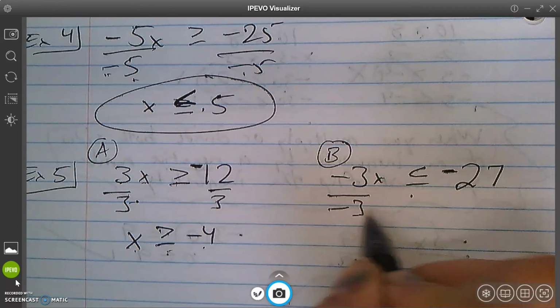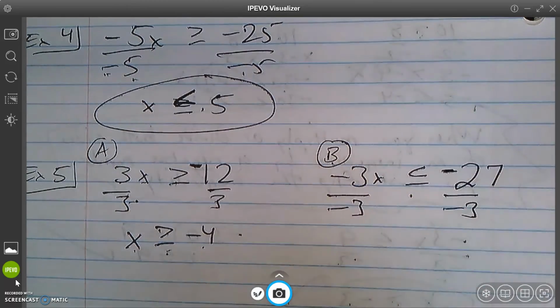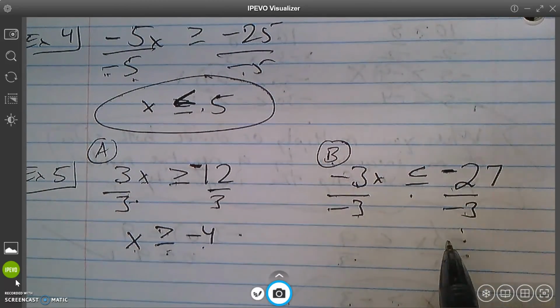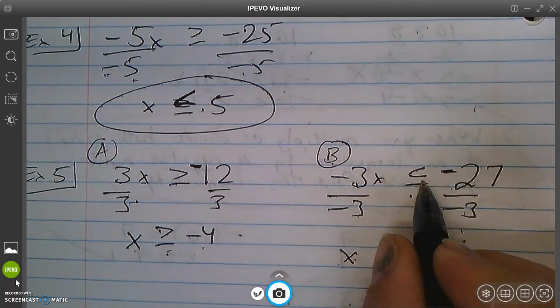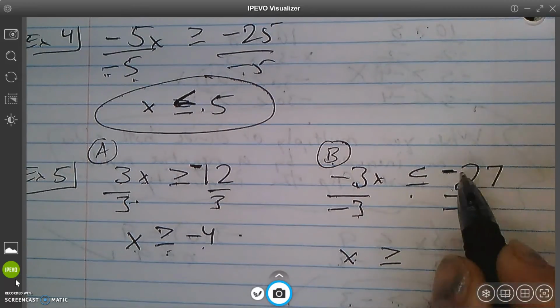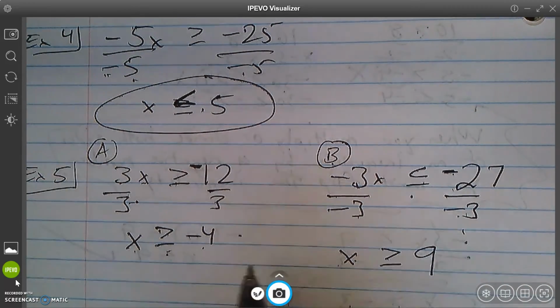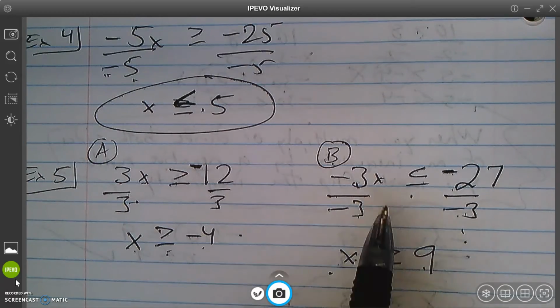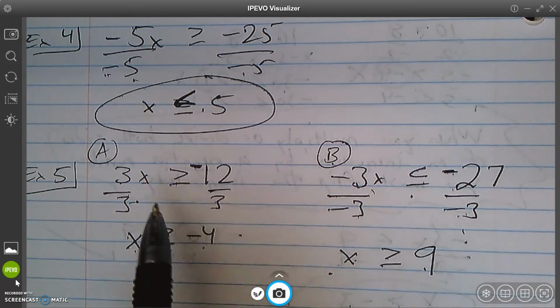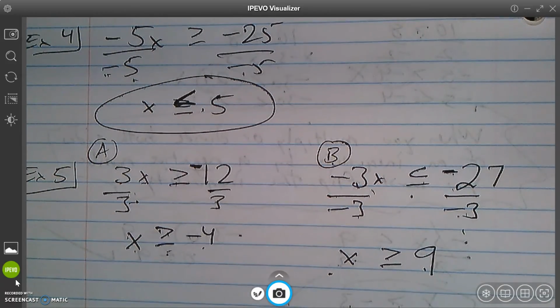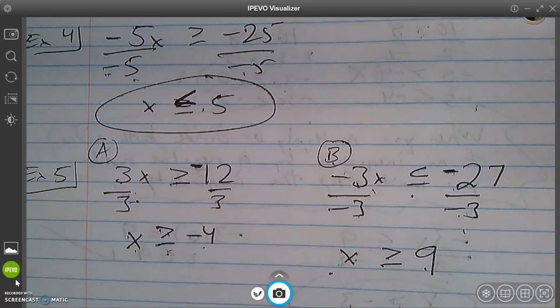With this second one, with B, I'm dividing by a negative. And when I divide by a negative, the inequality flips right there. Negative divided by negative is positive. There we go. Any number bigger than or equal to 9 is going to work for this. Any number greater than or equal to -4 is going to work for that inequality. There you go. Excellent job, everybody. Good work.